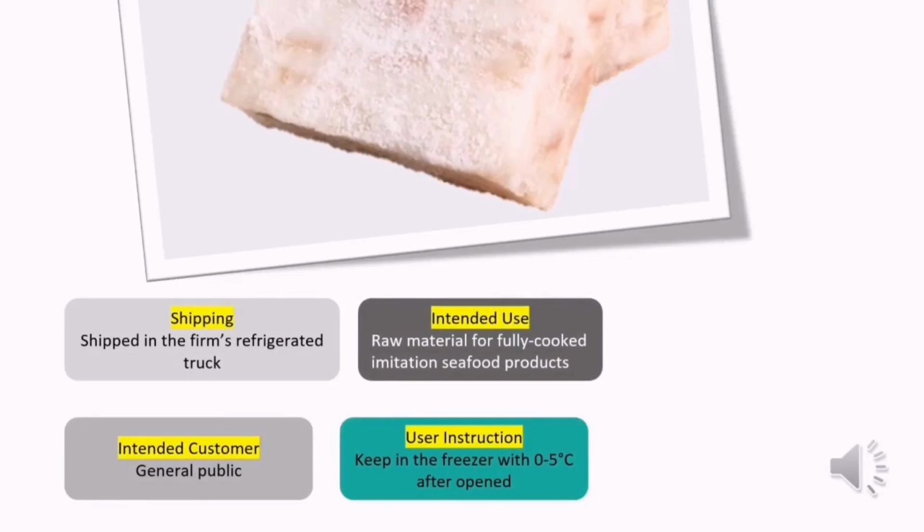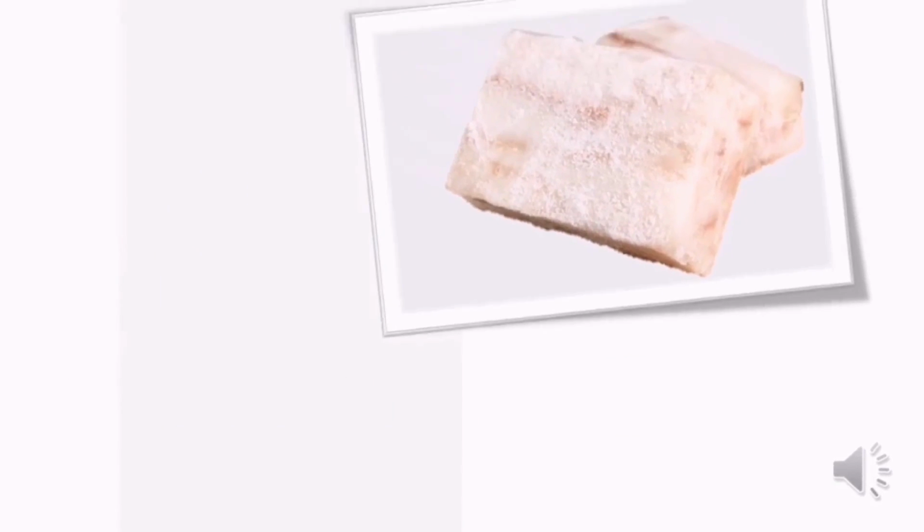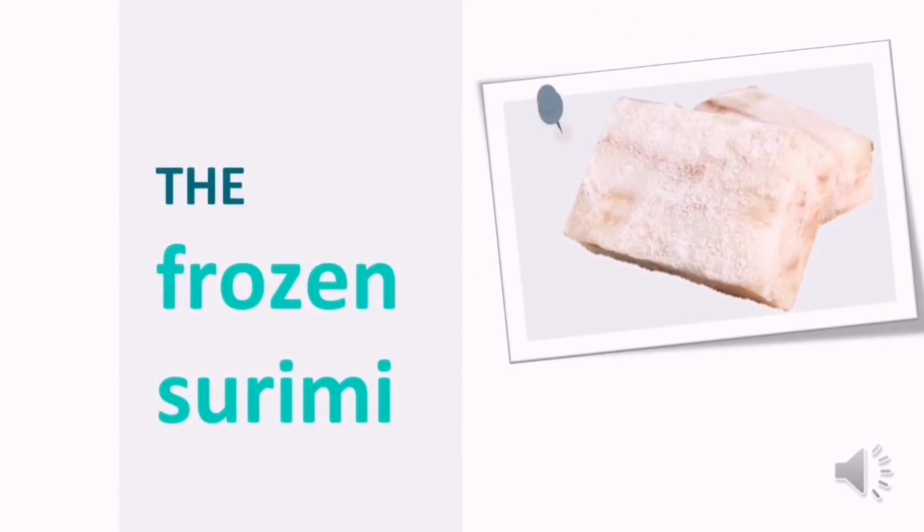The way that we will ship our product is in the firm's refrigerated truck. And the frozen surimi is a raw material for fully cooked imitation seafood products only. And this frozen surimi is for the general public. And for user instruction, please keep it in the freezer at 0 to 5 Celsius after opening the pouch. That's all for the product description.